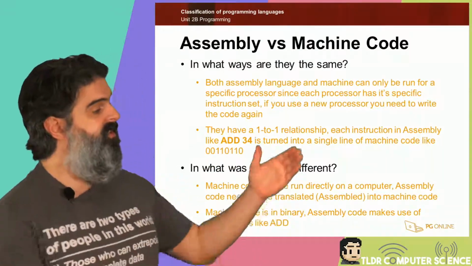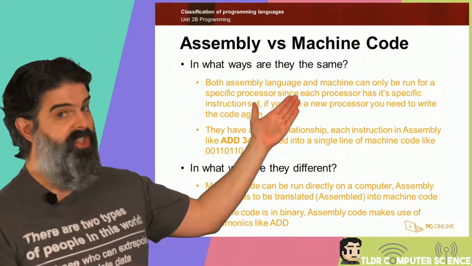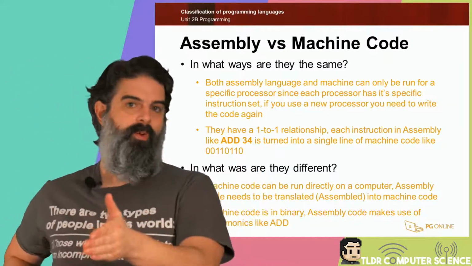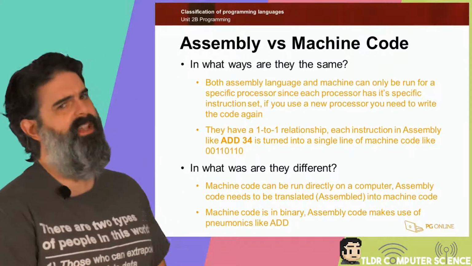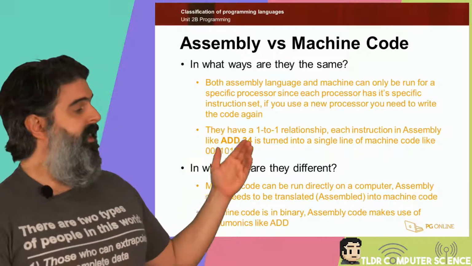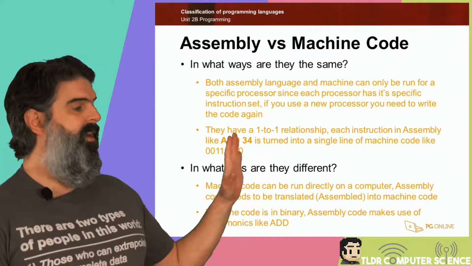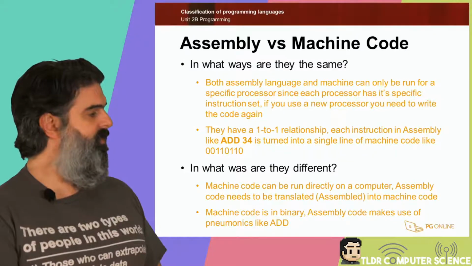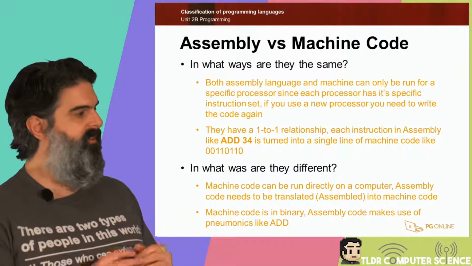So for instance, there'll be an assembler for the chip inside a phone, like an ARM one, and there'll be a separate one for one inside a laptop. Although these days, the new MacBooks are using ARM. Anyway, and they have this one-to-one relationship. I'll leave this back up, remember it's on my stream, so you can copy this down if you need to, or get your notes later.